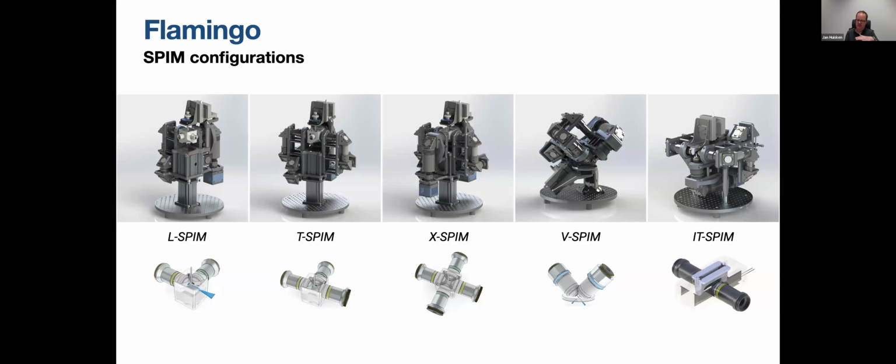But importantly, you can also take the entire system and turn it in space. You can turn it on the side, you can turn it upside down. And that offers a lot of opportunities in further tailoring the system to the sample and to the experiment.